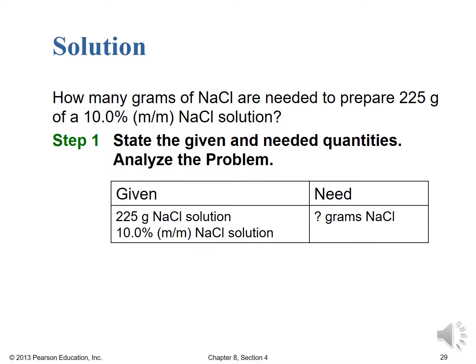Okay, so here we are. Step one, we're going to state the given and needed quantities and analyze the problem. So we're given the 225 grams of NaCl solution. We're given that it's a 10.0 mass per mass percent NaCl solution. The thing we need is the number of grams of NaCl. So we've analyzed the problem here. We're ready to move on to the next step.